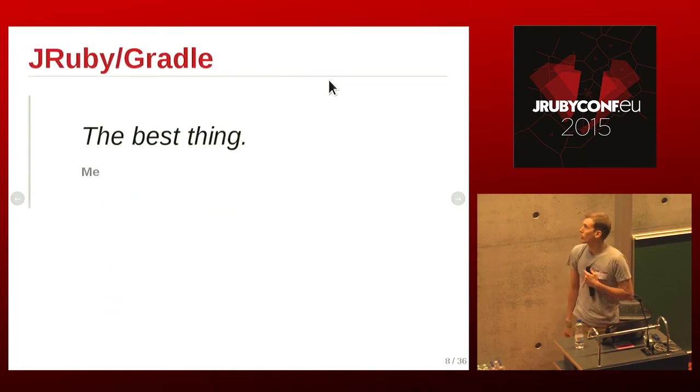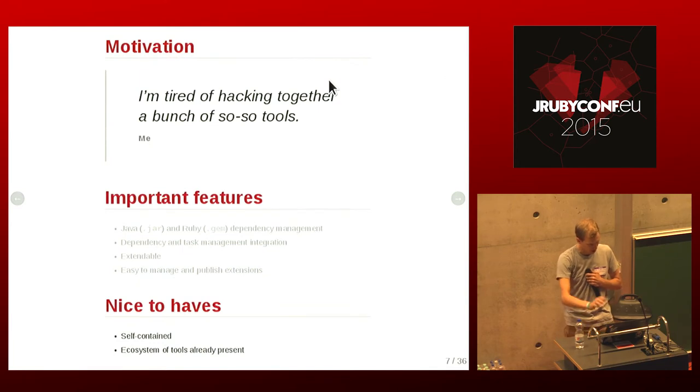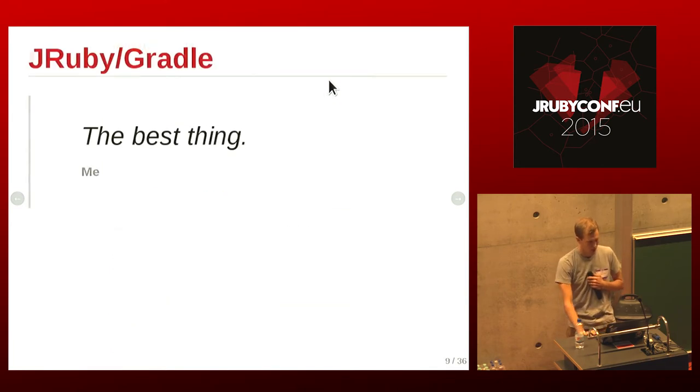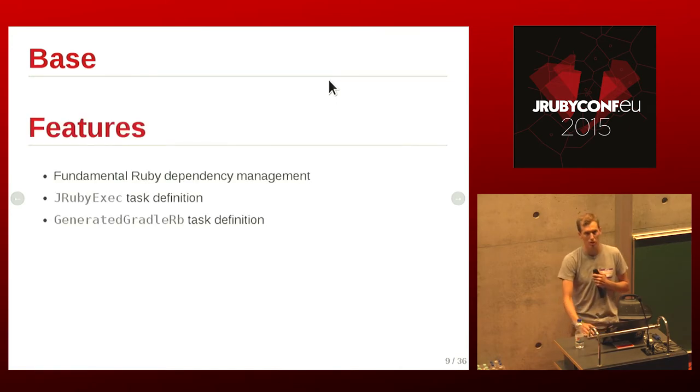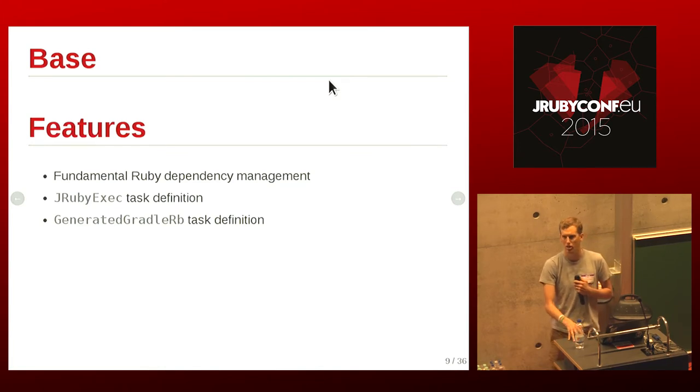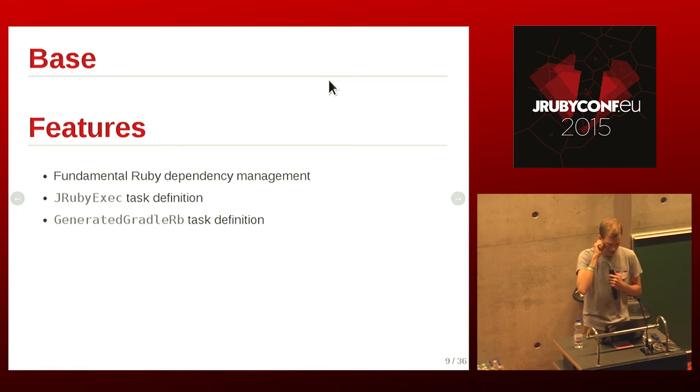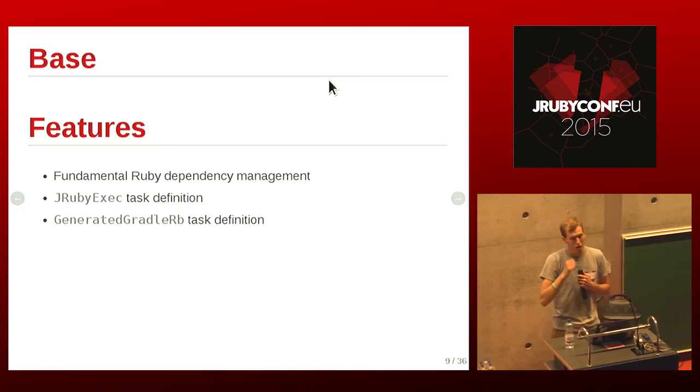So I started building JRuby Gradle, which is like the best thing to meet all of these needs. I think it does actually meet a lot of the important features and the nice-to-haves, but it does so with a couple of different plugins. There's a base plugin, which is where everything starts. It has all of the foundational Ruby gem dependency management. It has a JRuby exec task for actually invoking JRuby. And it also has this nice handy little task called generate Gradle RB.